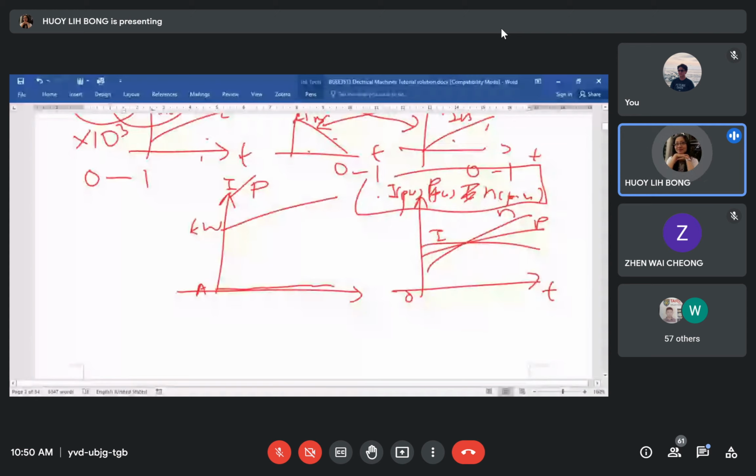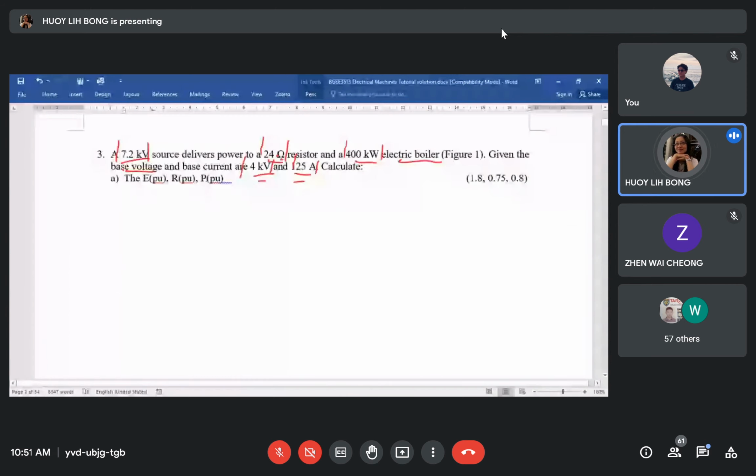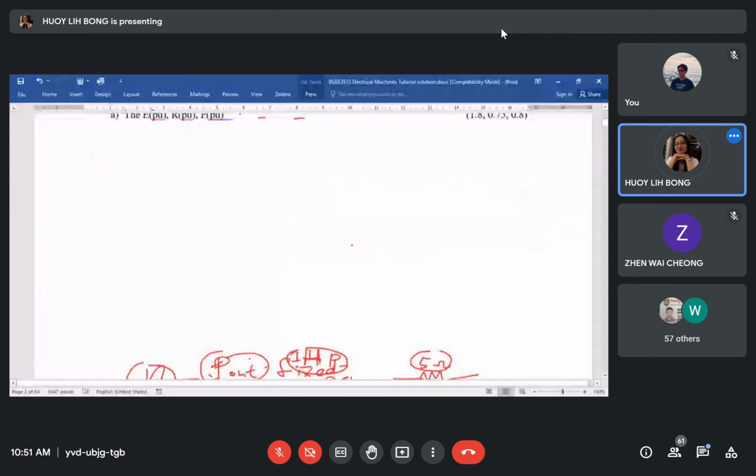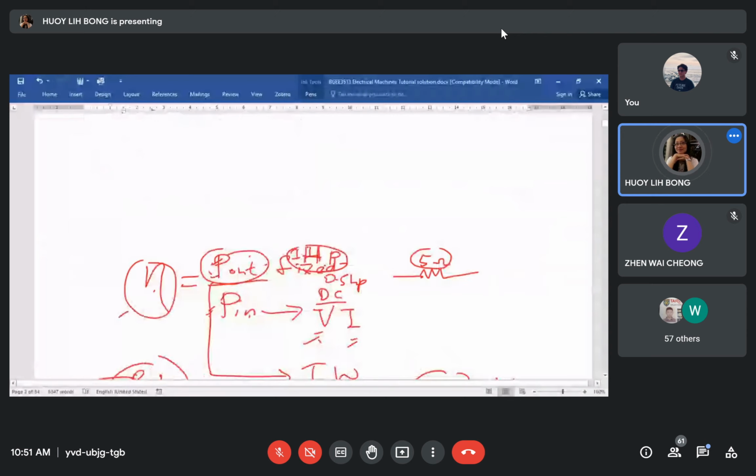Another use is when you do programming. You use it as the base value for the program, or you use the per unit. Sometimes you don't want too big values in the programming, in your software. So you use base value also. Then after that, using software, you can also plot graphs in per unit.